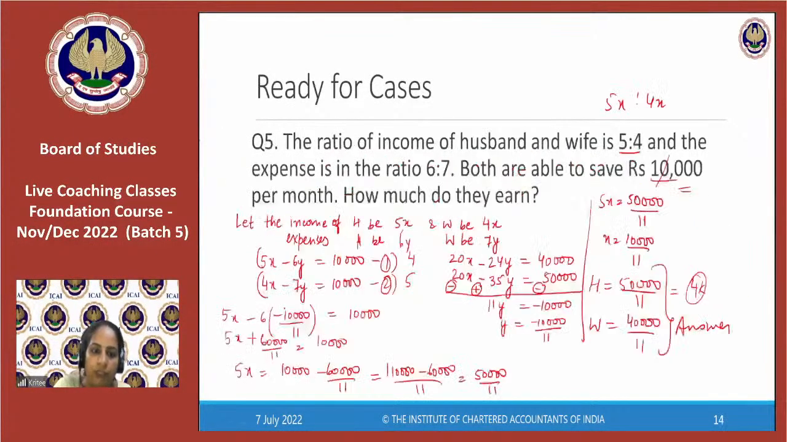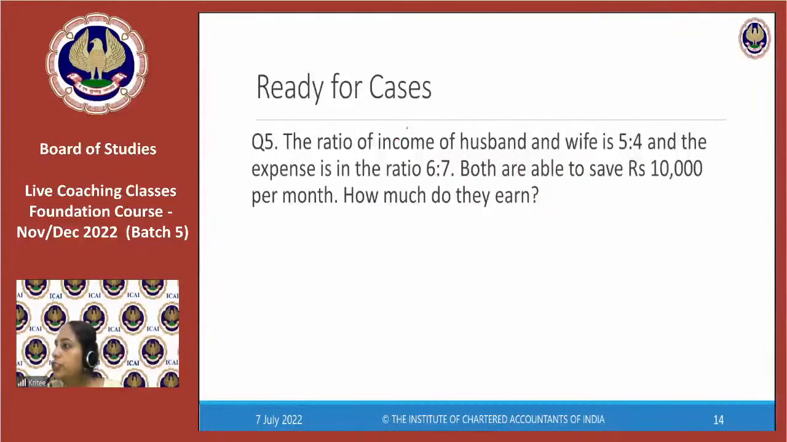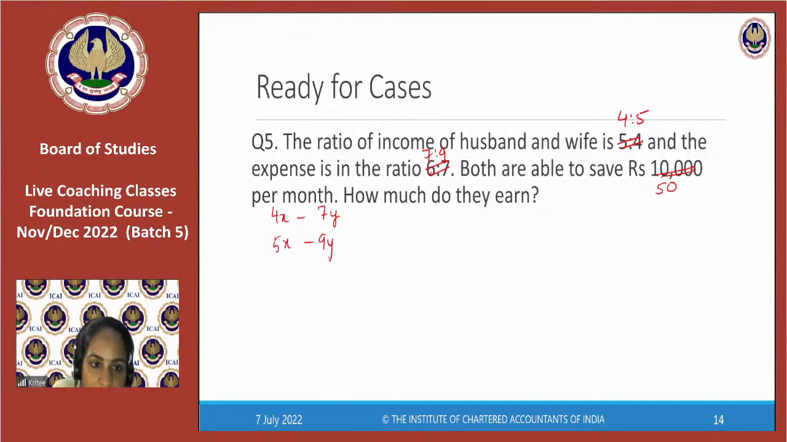So what we can do is, I'll just rub this off. This says the daily earnings of the two persons are in the ratio 4:5. So let's correct this part. 4:5, and their daily expenses are in the ratio 7:9. Maybe this will be more understandable. If each saves 50 rupees per day, what are their daily earnings? Again, let the incomes be 4x and 5x. The expenses are 7y and 9y, and both are saving 50 rupees every day.